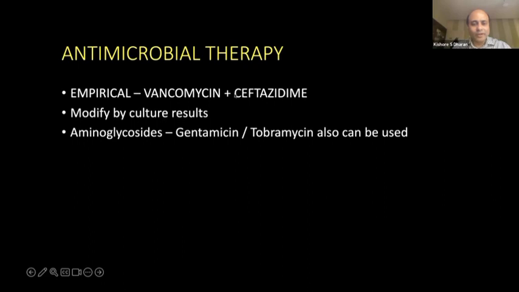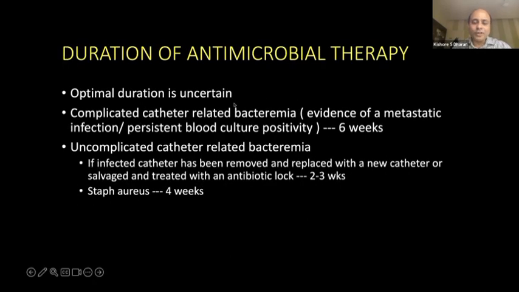So for antibiotic therapy, one of the guidelines suggests empirical antibiotic therapy covering both gram-negative and gram-positive organisms, vancomycin plus ceftazidime, which is modified by culture results. If it comes to Staph aureus with sensitivity results, you try de-escalation or limit to one antibiotic. If the patient is anuric, you can move over to aminoglycosides, gentamicin, tobramycin, or amikacin, because the dosing can be made very convenient.